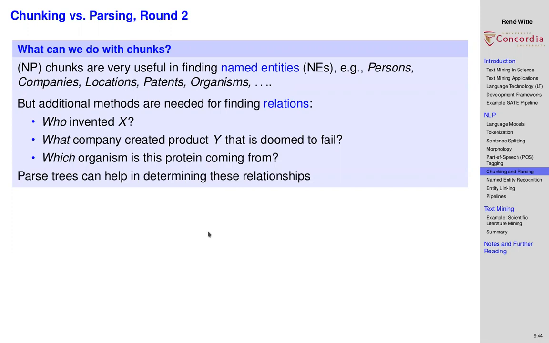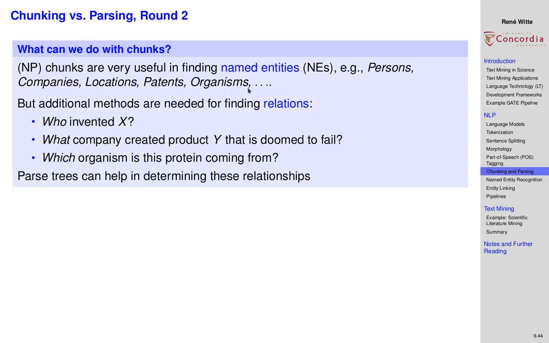So in many applications, these chunks are surprisingly useful. Earlier, we talked about named entity recognition. Entities like persons, locations, also companies, patents, and in biomedical documents, things like organisms or proteins, they are also named entities. And with this chunk, we already group together all the words that we need. And then we can run an additional machine learning tool that gives us the type for it. We'll talk about this a bit later on when we come to named entity recognition.